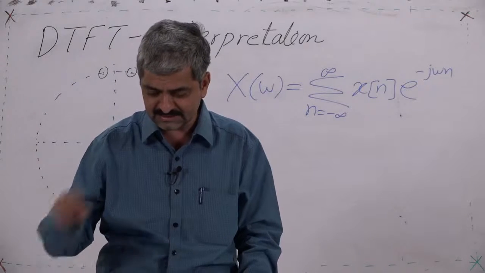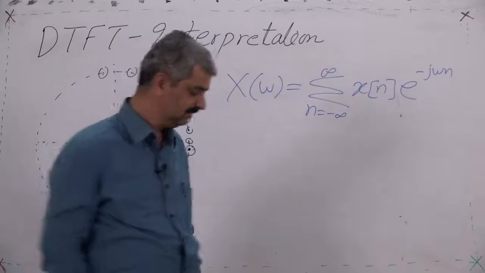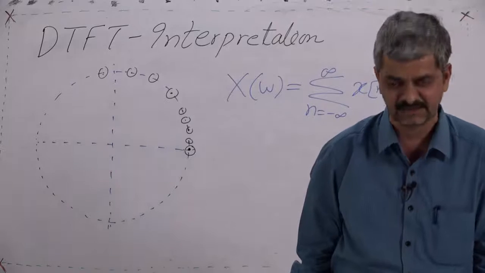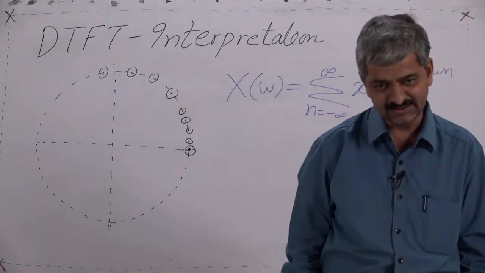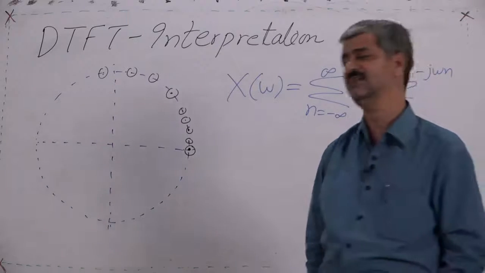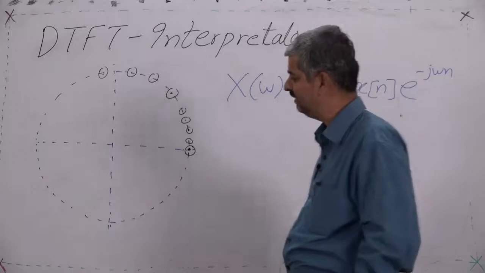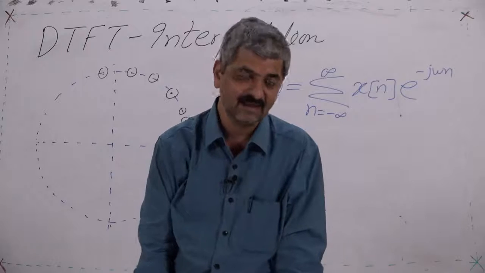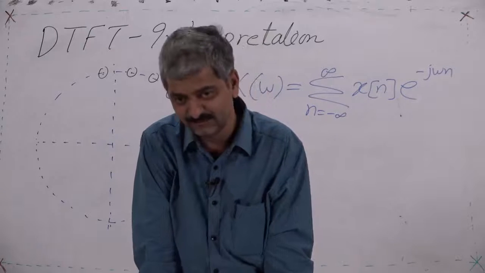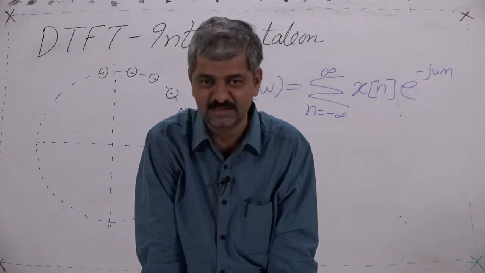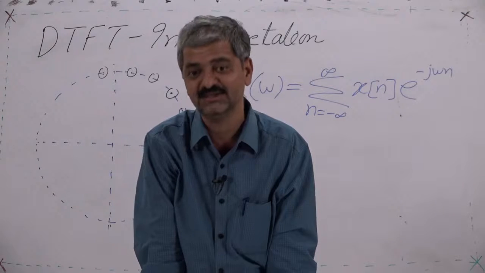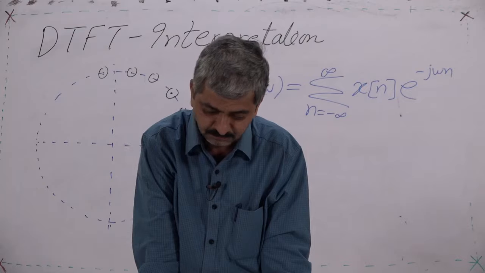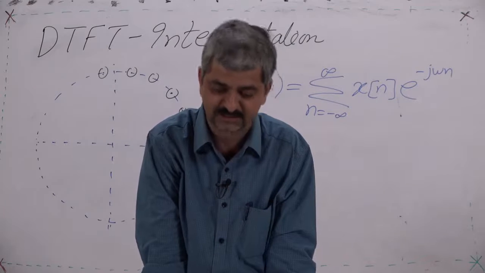So a very simple question I would like to ask is, what if xn is a constant? If xn is a constant, in that case, that xn will come out and it would be sum of e raised to minus j omega n, and that we discussed yesterday, that if omega equal to 0, sum will be infinite, and if omega other than 0, sum will be 0. So it is an impulse function. So what is its interpretation?